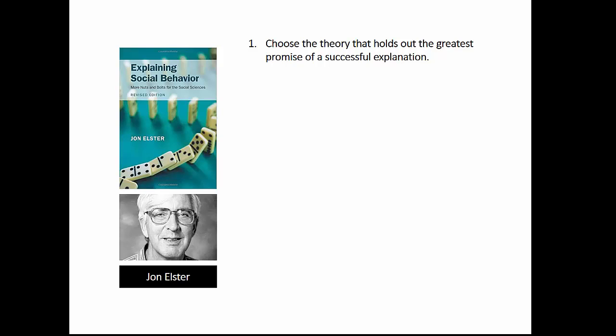Well, the first point that Elster mentions here is to choose a theory that holds out the greatest promise of successful explanation. So this is where we are creative. This is where we think, or where the literature comes into play. This is where we think about what is a possible explanation. A theory is essentially something that helps you to answer your question. It's a general thing that when you apply it to your problem, it answers your problem.